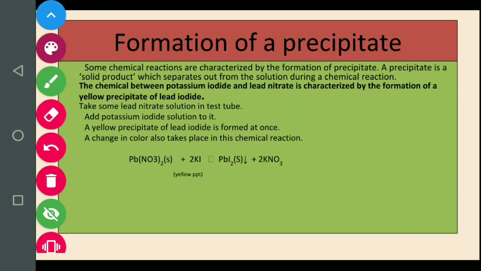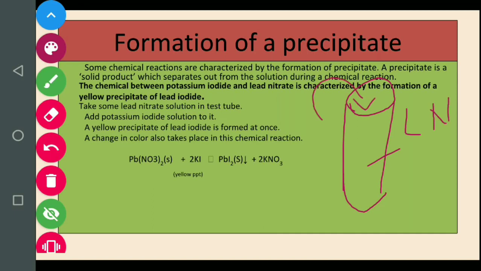Here the experiment is shown. We have taken a test tube. We are taking lead nitrate, and we will add potassium iodide to it. This is the solution of lead nitrate. We will add potassium iodide solution. After some time we will see that the solution becomes yellow in color and there is some solid part at the bottom of the test tube. This is known as the precipitate, and its color is yellow.